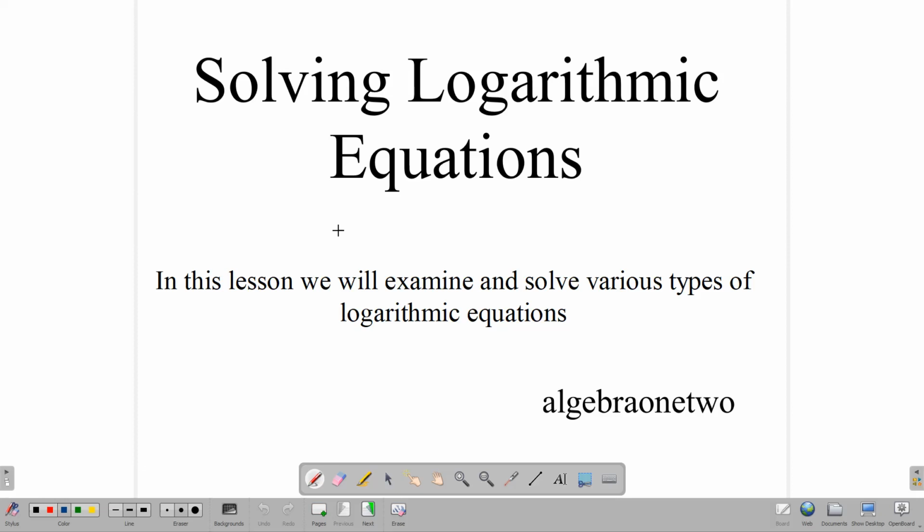In this lesson, we're looking at solving logarithmic equations. And so we're going to spend some time looking at the different principles that are needed to make sure that you understand exactly how to go about solving these logarithmic equations.